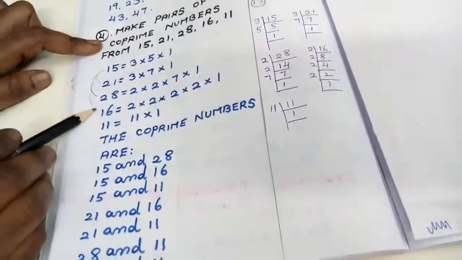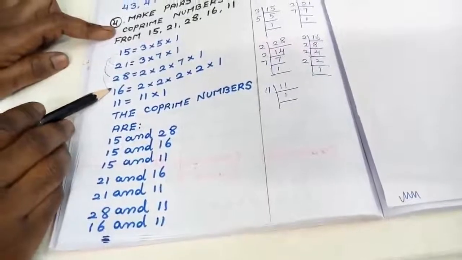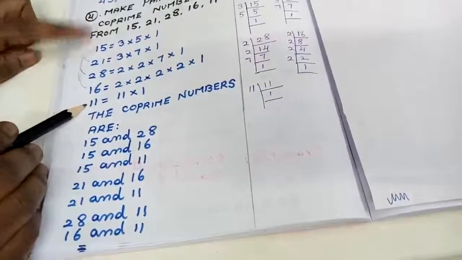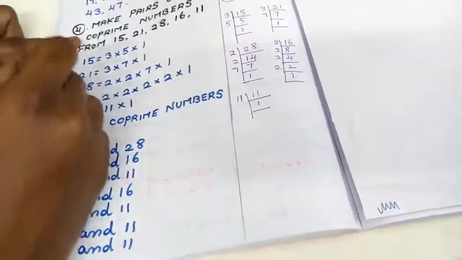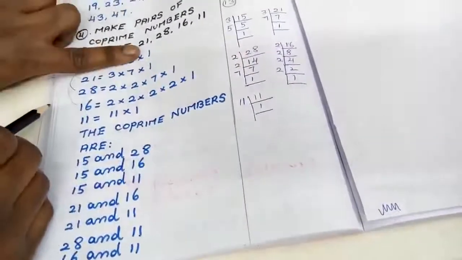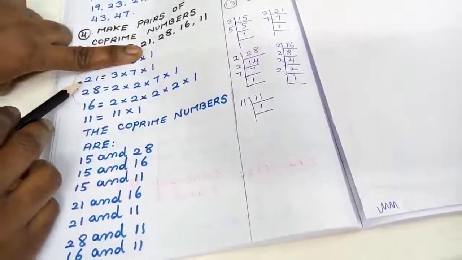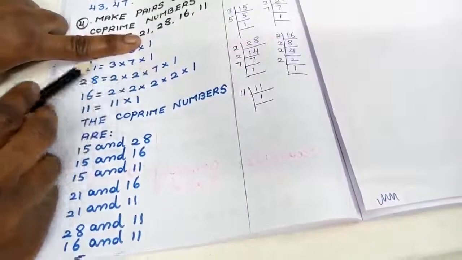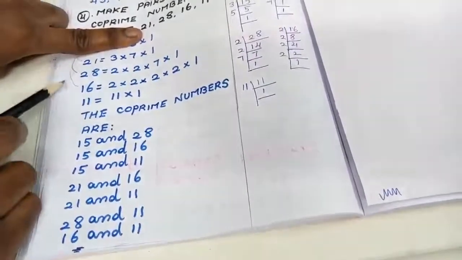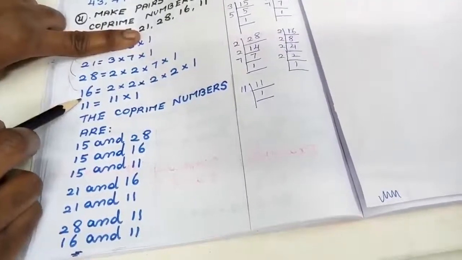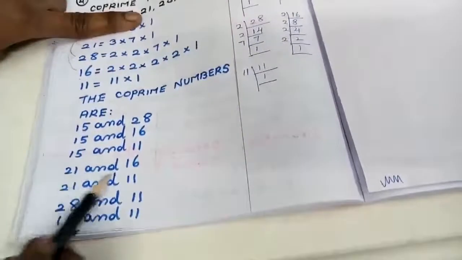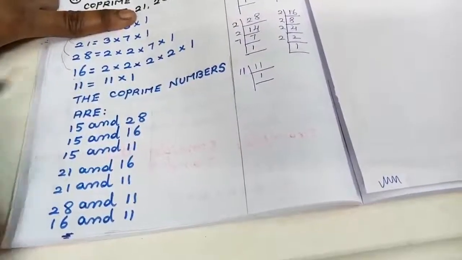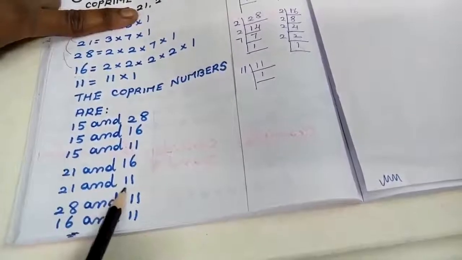15 and 16, check and see, nothing is common except 1. So 15 and 16. Similarly 15 and 11. Like that you will be checking. Once 15 is over, I will just remove this 15. Then I'll just close this one. And the next one, I will be taking 21. 21 and 28, while I am comparing, 7 is common, so I will not match it. 21 and 16, nothing is common other than 1. So 21 and 16 I will be writing here. 21 and 11, nothing is common. So 21 and 11 are co-prime values.